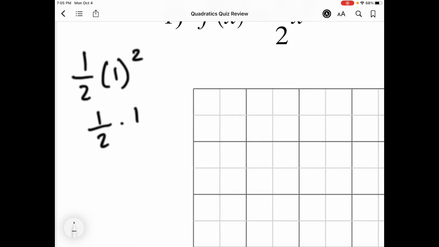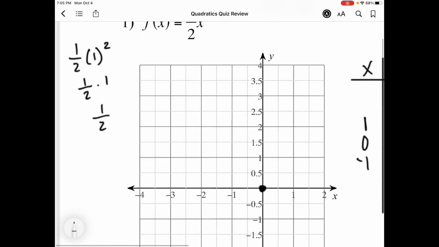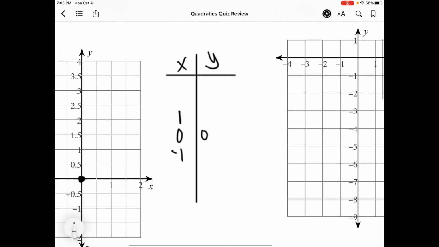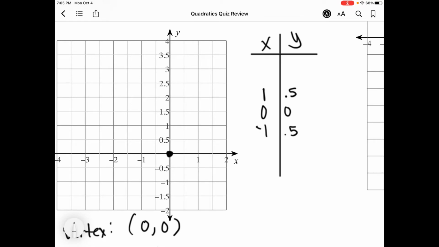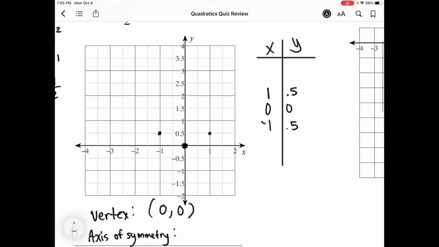All right, and then next I have 1/2 times 1, which is just 1/2. Right, any number times 1 is just itself. So, and here it goes in intervals of 0.5. 1/2 is the same as 0.5, so I'll just write 0.5. So I'm going to graph those points. I'm at 1 and 0.5, and then I'm also at -1 and 0.5, which is right here. So there I got those 2 points graphed.